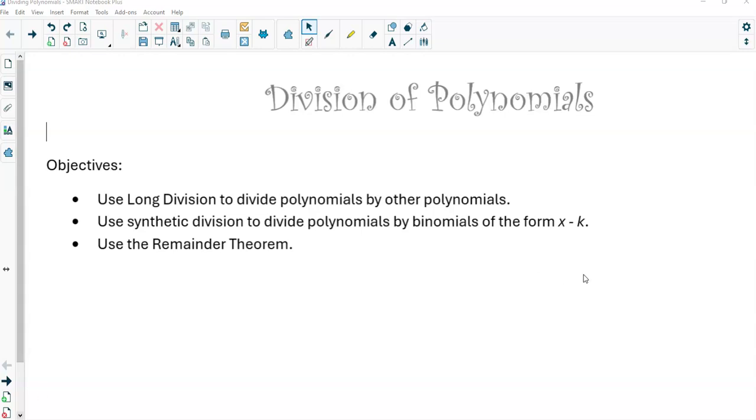Okay, good morning, guys. Today we're going to be talking about division of polynomials. We're going to be able to use long division to divide polynomials by other polynomials, and use synthetic division to divide polynomials by a binomial of the form x minus k. And the last one is to use the remainder theorem. So here we go. Let's get ready to go.